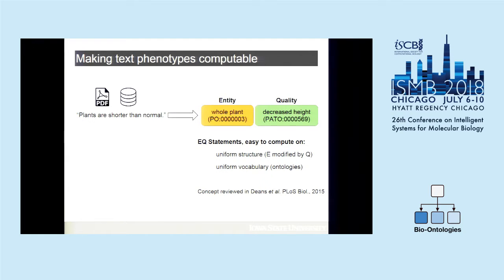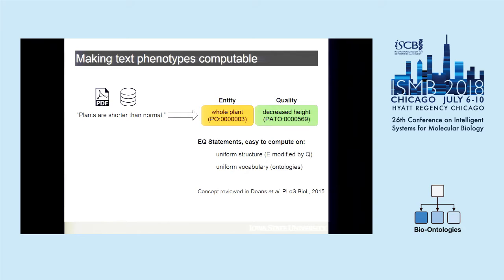The function of the tool that I'm building is to take phenotypes that are encoded in text and convert them to an EQ statement format. What this looks like is we should be able to take a sentence like "plants are shorter than normal," which could come from an online database or a research article, and convert it to a list of ontology terms where there's an entity, such as whole plant, in this case coming from the plant ontology, which is modified by a quality, in this case decreased height, which is coming from the phenotype and trait ontology.